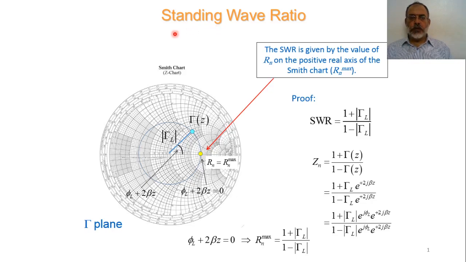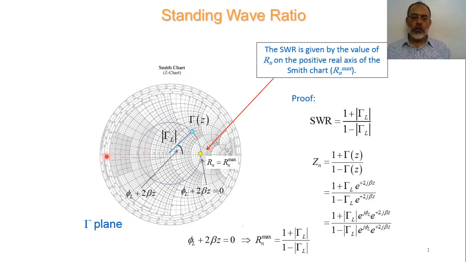We have seen how to locate the point of the impedance on the Smith chart. We said that the first step is to normalize the impedance, such that the input impedance is Z load over Z naught, and then the value of Z load will be determined in real part and imaginary part.